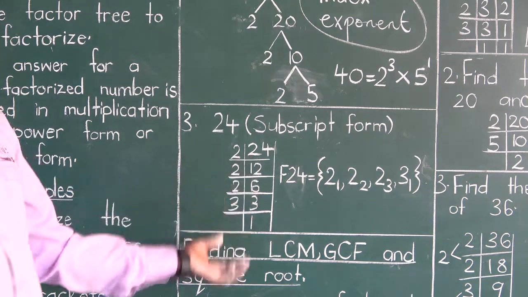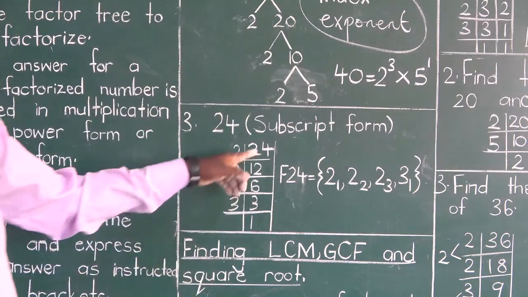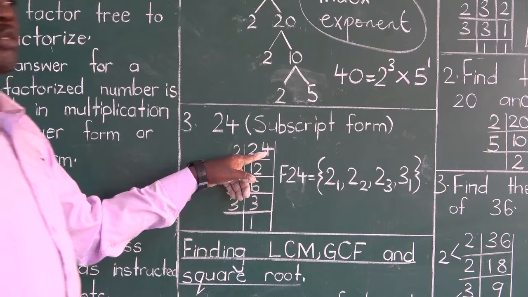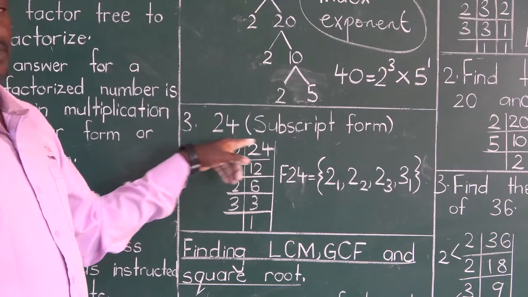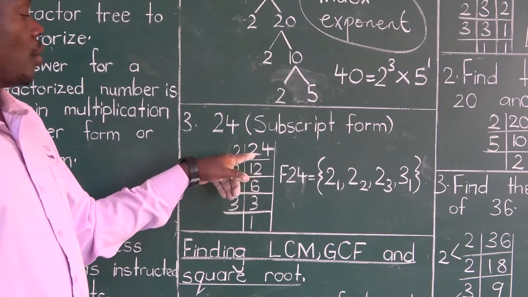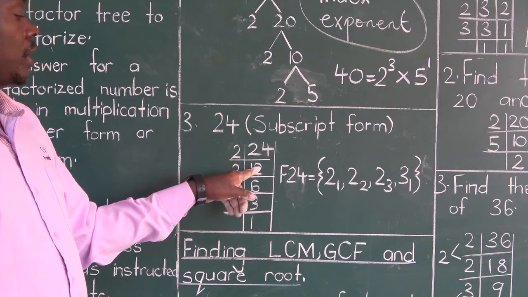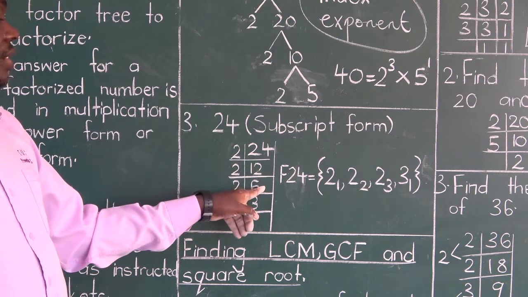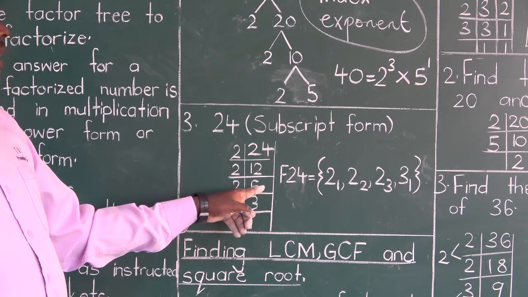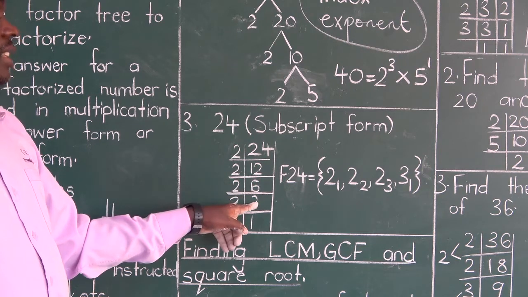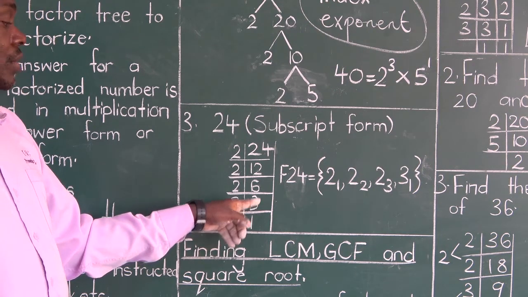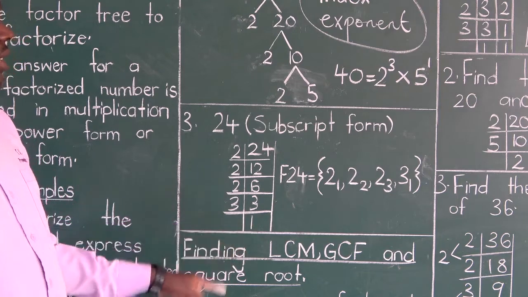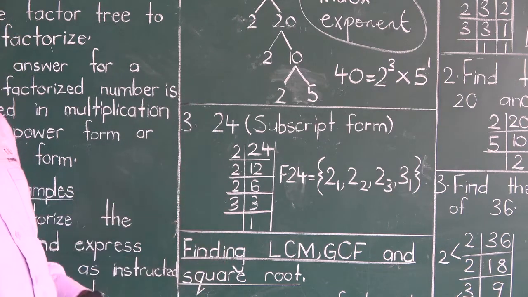Now, I'm going to use a ladder like I did in number 1. We know 24 is one of the multiples of 2. That's why we started with 2 as the first prime number. So 24 divided by 2 gets 12. 12 can also be divisible by 2 again. 12 divided by 2 you get 6. 6 is further divisible by 2. That is 6 divided by 2 you get 3. Then this 3 can no longer be divisible by 2. 3 is a prime number, so it can divide itself. So 3 divided by 3 you get 1. In so doing, you have prime factorized.